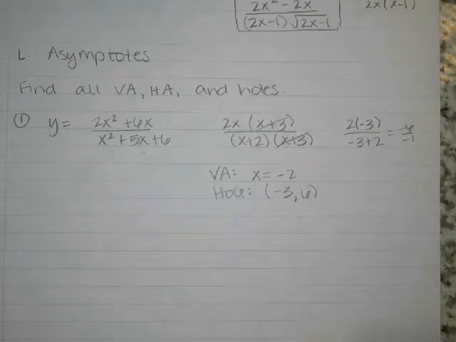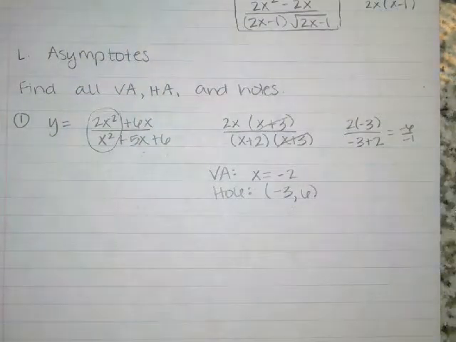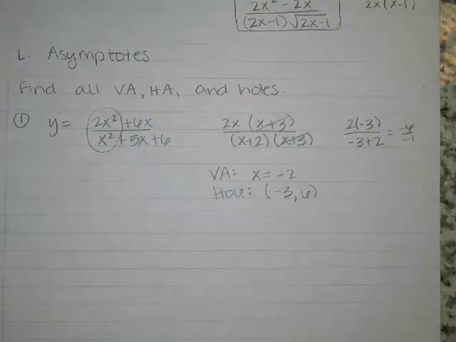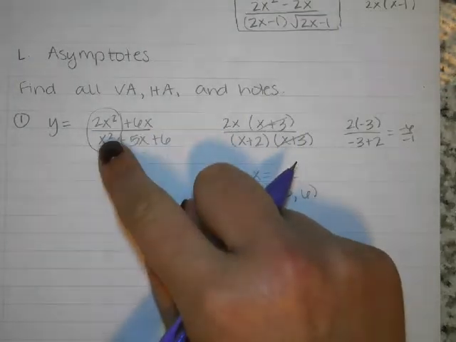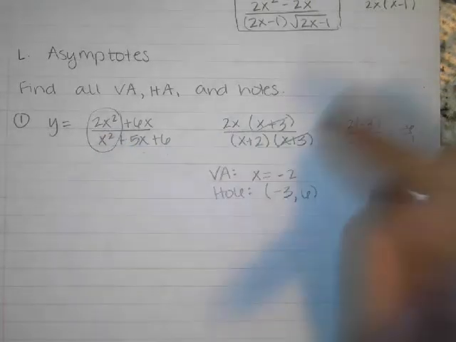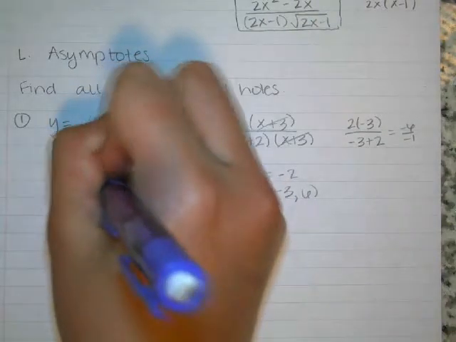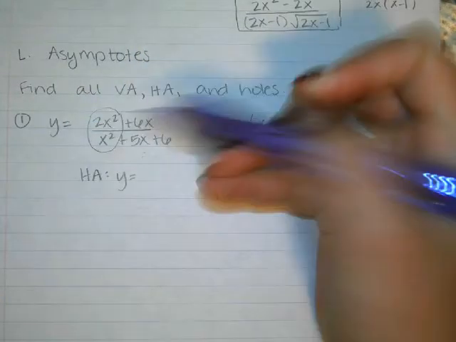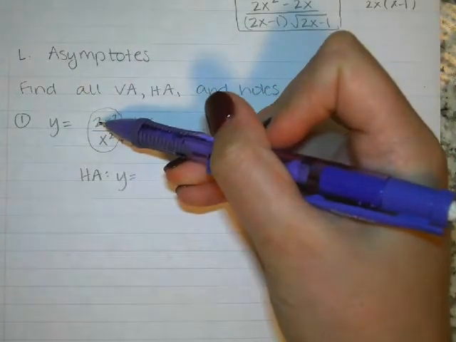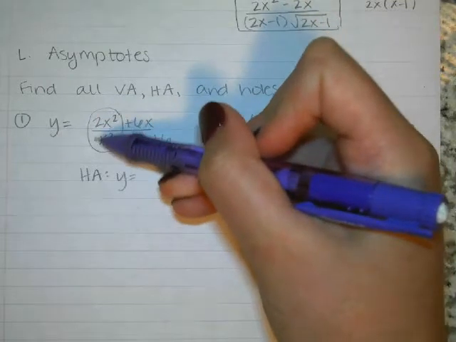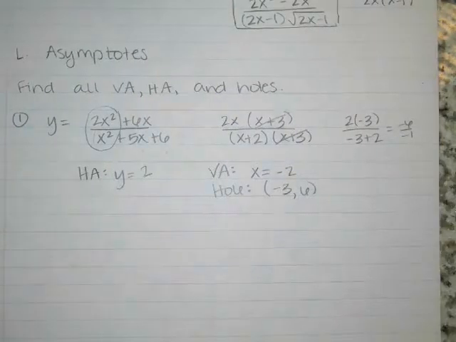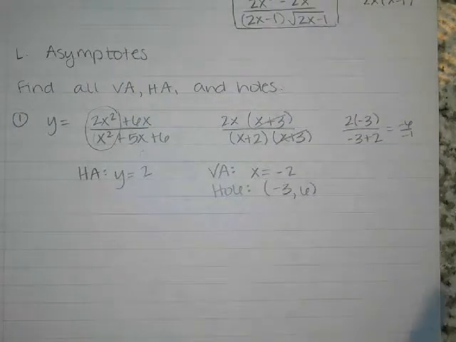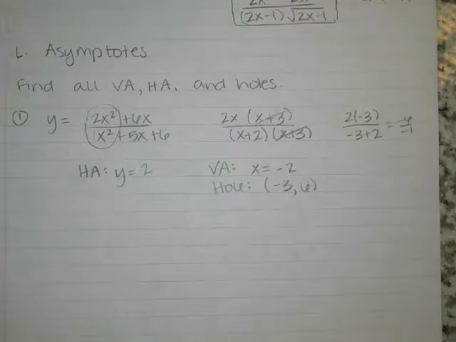Now I need to find the horizontal asymptote. I look at the two terms that have the highest degree in the numerator and the denominator. I can see that the highest degree is 2. It's the same, and that means that I do have a horizontal asymptote. Since those are the same, I look at the coefficients. I have 2 on the top and 1 on the bottom. 2 divided by 1 is 2. So horizontal asymptote y equals 2, vertical asymptote x equals -2, hole at -3, 6.